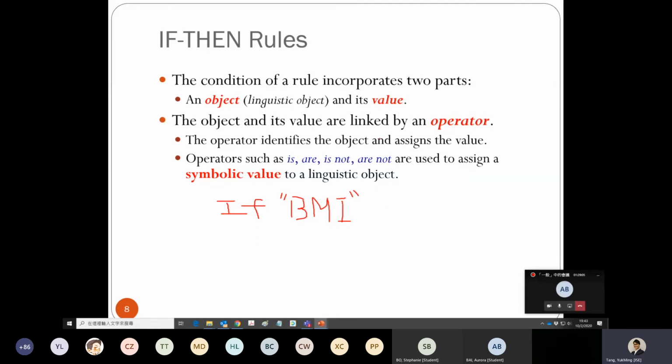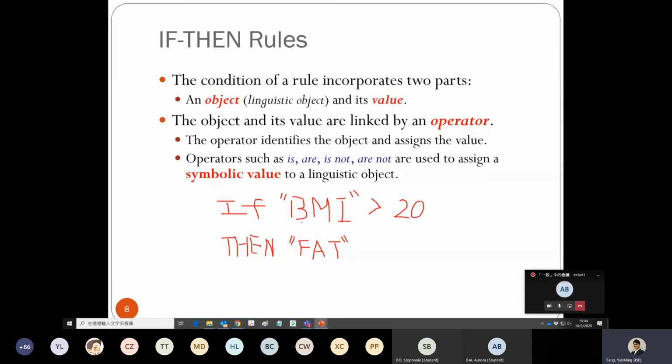This is BMI, and then we will add an operator. For example, if the BMI is larger than 20. So the BMI is the linguistic object, larger is the operator, and finally 20 is the value. If the BMI index is larger than 20, then the BMI larger than 20 is the condition, right? Then what happens? Too fat. Then you are too fat, or we simply say fat. So if the BMI index is larger than 20, BMI is the linguistic object, larger is the operator, 20 is the value. So the consequence is fat or overweight and so on.